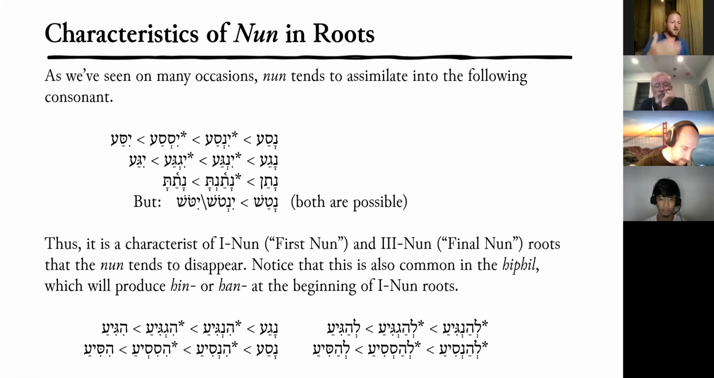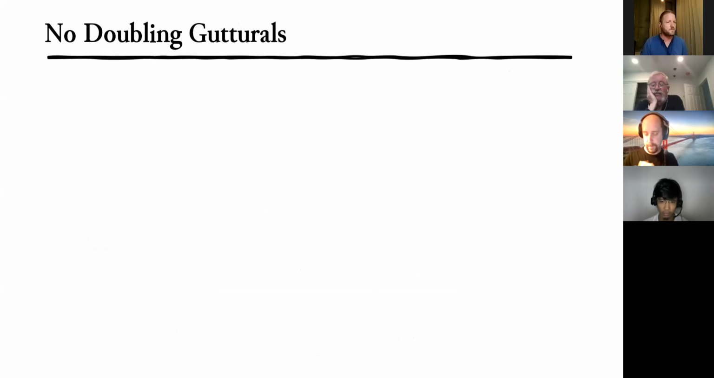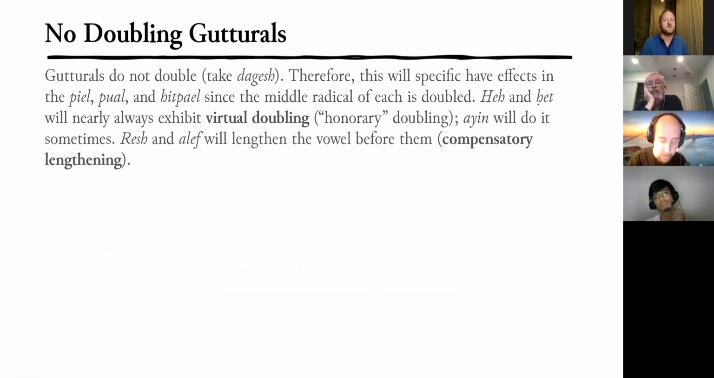Lehasia, lehasia, lehasia. That's the assimilation of the noon. So that first noon root has assimilation both in the imperfect of the kal and also in the hifil in most forms. Probably all forms of hifil, actually. Yeah, all forms. So that's a weird characteristic of noon. Noon tends to assimilate.